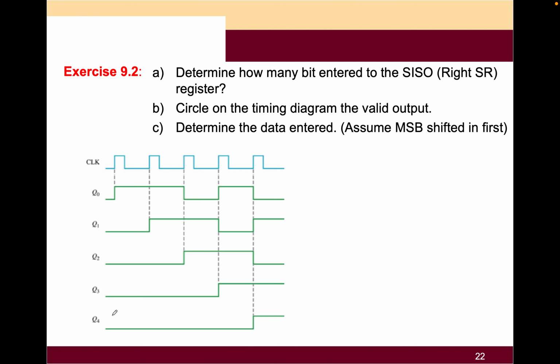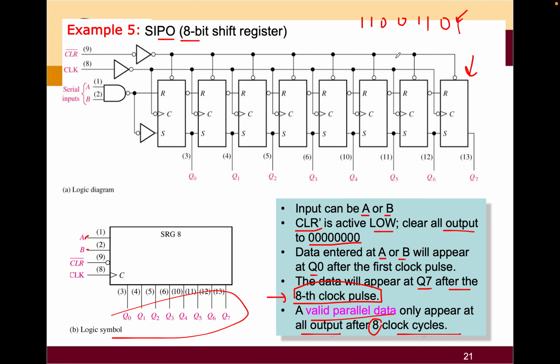Here, determine how many bits enter the SISO. Okay, this is SISO. This is not SIPO. Before we go to this example, I want you to understand about SIPO. Please make sure you understand. Okay, it's going to be serial in and parallel out like this.